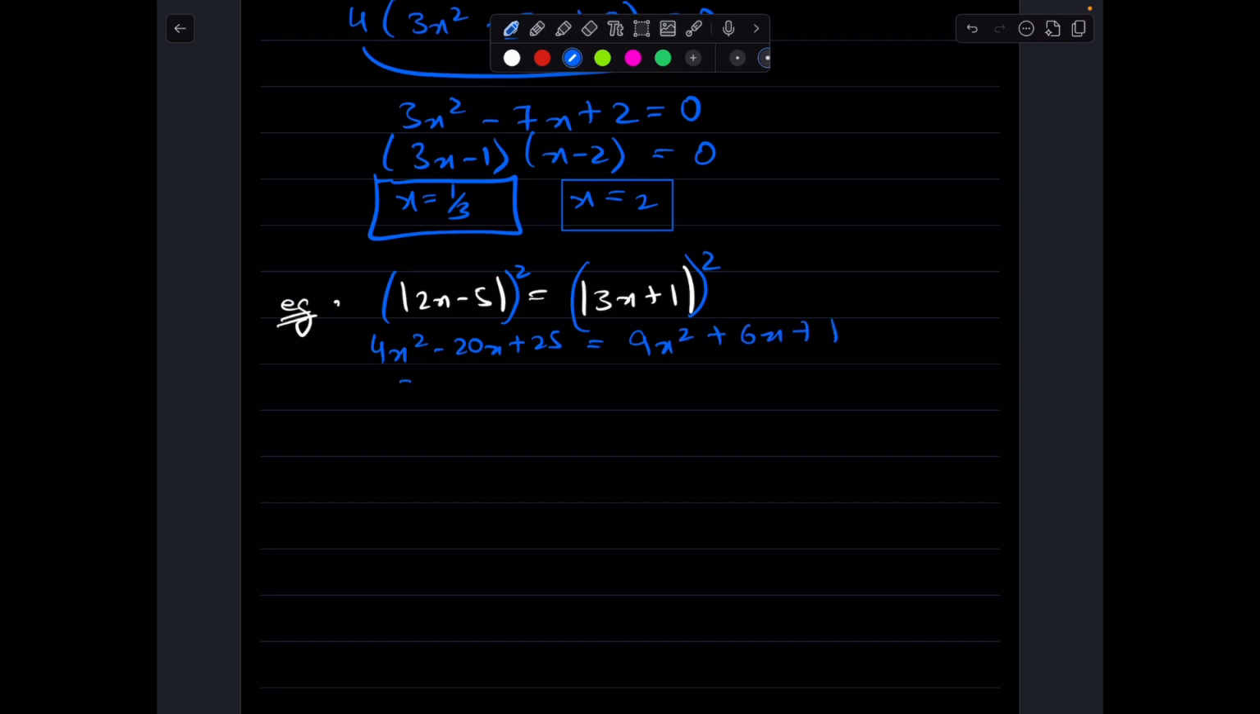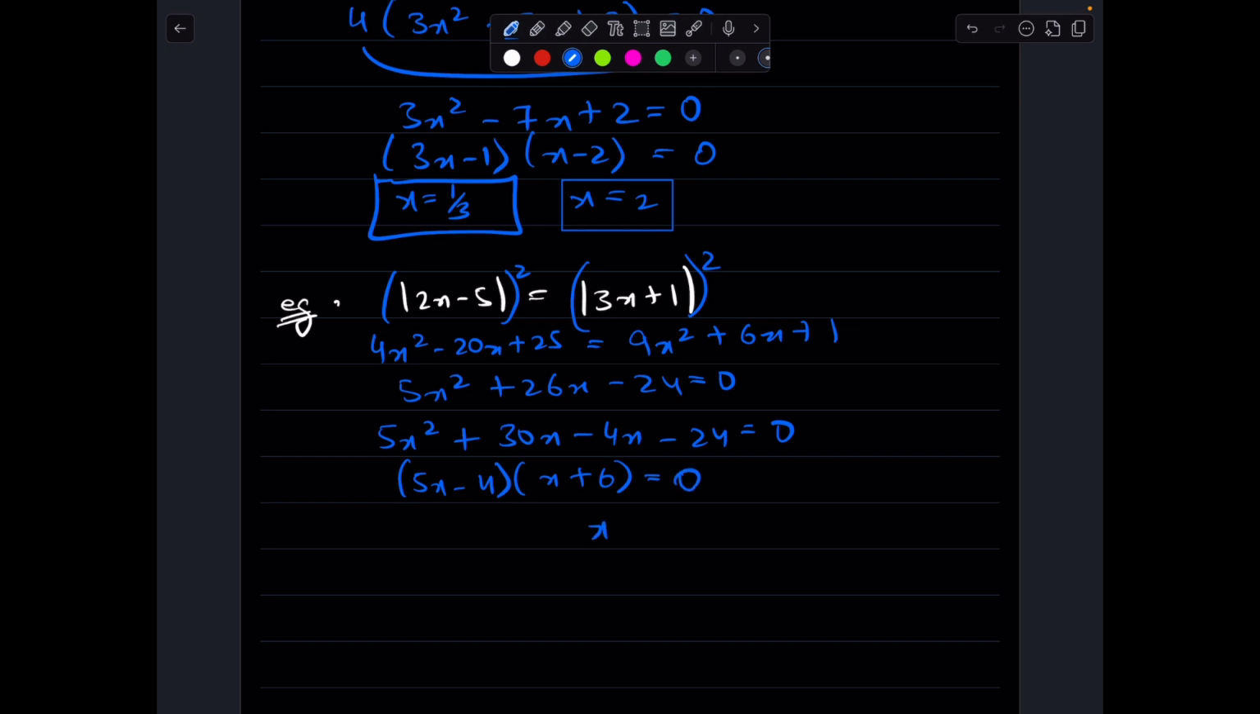We bring everything on one side, so we have this. We'll break the middle term as 30x and minus 4x. Now we can factorize, and the factors look something like this in the factorized form, and the two values of x in this case turn out to be x equals 4 over 5 and x equals minus 6.